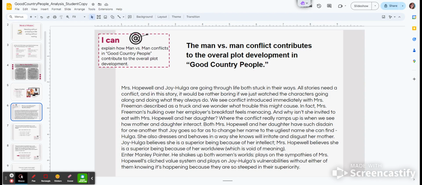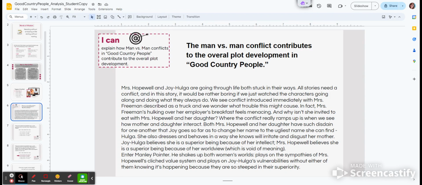paragraph. Mrs. Freeman, the tenant farmer on the property, is described as a truck, and we kind of wonder what trouble that might cause. And in fact, Mrs. Freeman's hulking over her employer's breakfast, it feels menacing. Like, why isn't she invited to eat with Mrs. Hopewell and her daughter? Why does she show up during mealtime and stand at the refrigerator, kind of looking down on them eating? To me, that's got to be some sort of symbolic presence. Is it omniscient? I don't know.